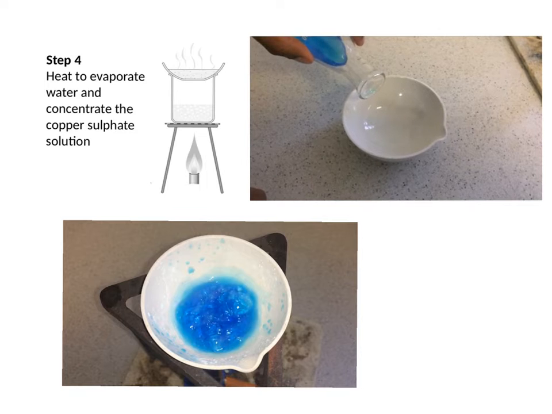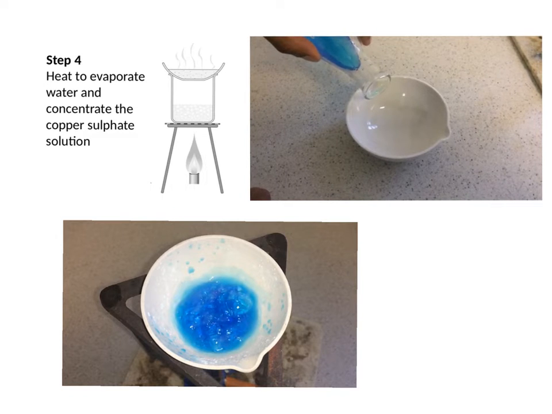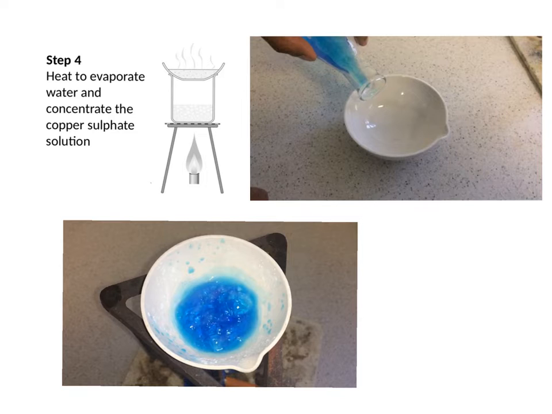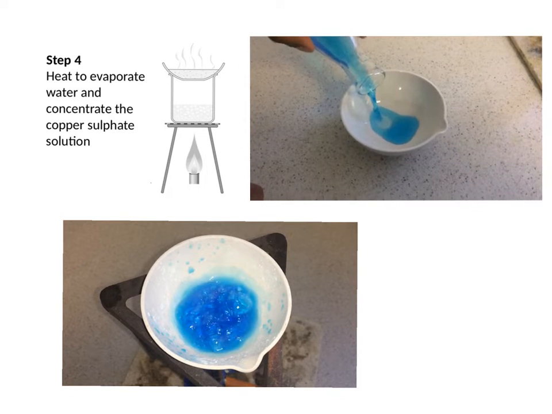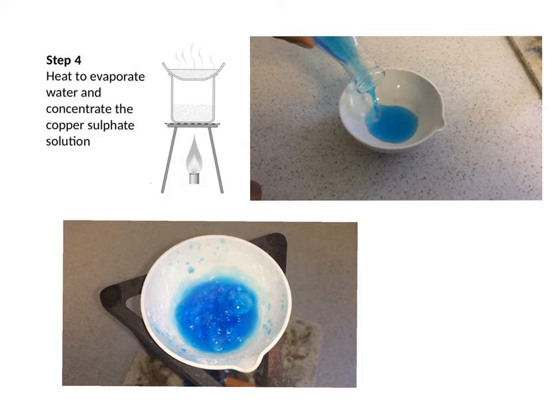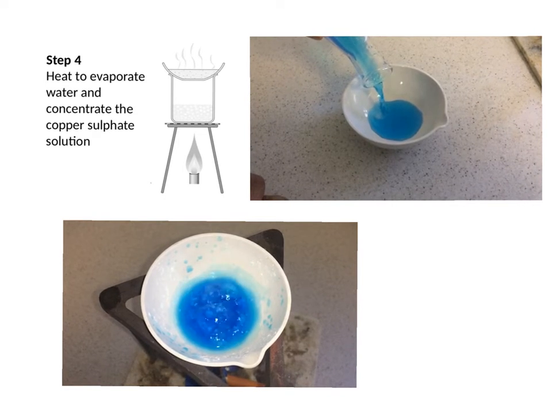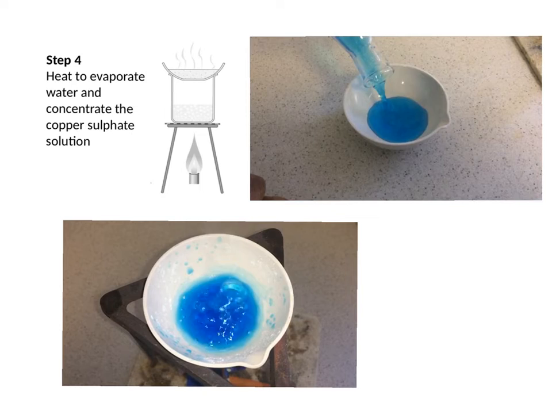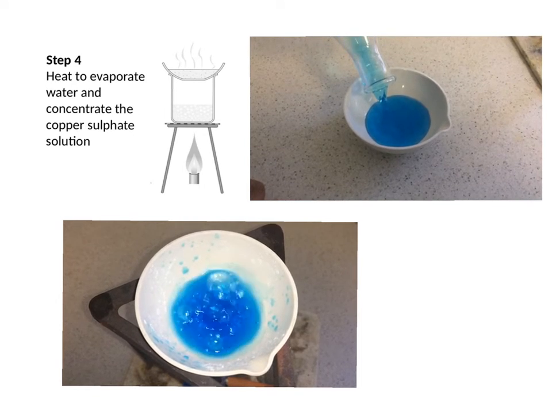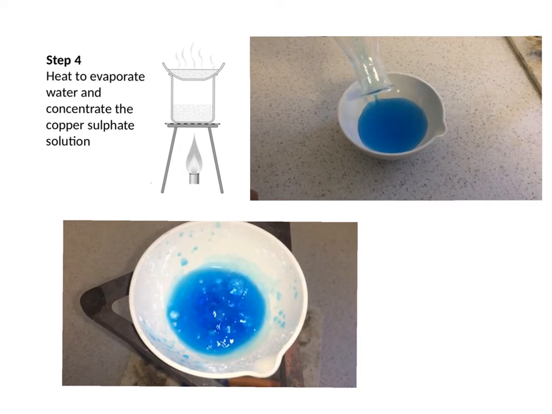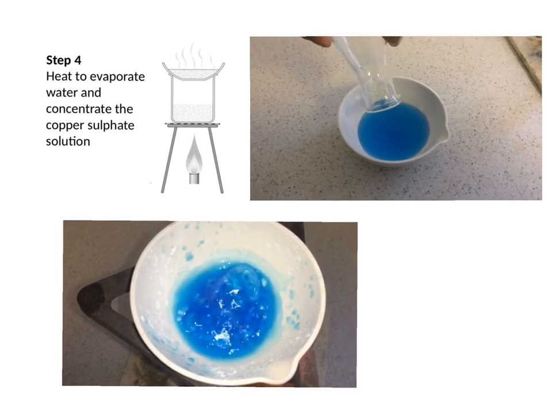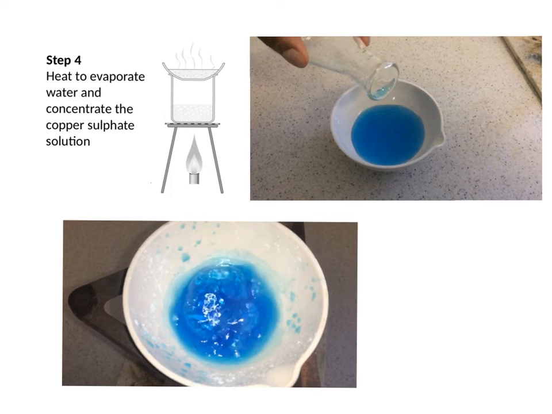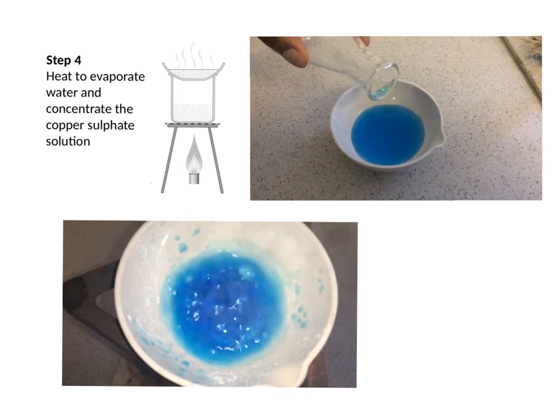You can tip that blue solution into an evaporating basin, put the evaporating basin onto a tripod, and put a Bunsen burner underneath it and start evaporating off the water from the blue solution. What you want to do is reduce the volume of the water by about half, and then allow the remainder of the water to evaporate. If you do that, you'll get nice large blue crystals of copper sulphate.